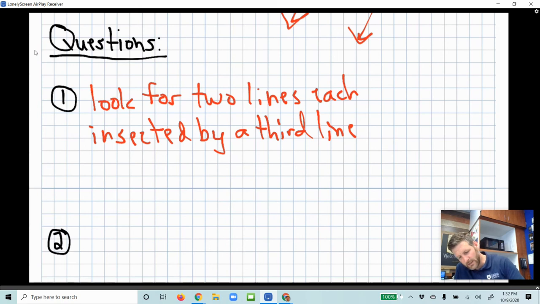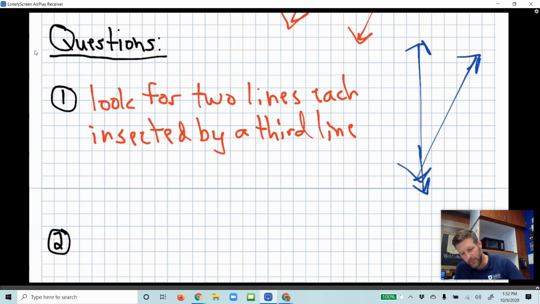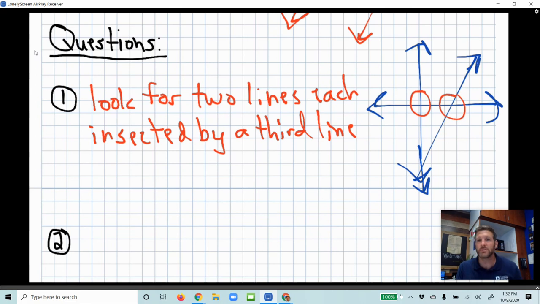But again, any 2 lines, maybe I'll make them even like that. It doesn't even matter if they cross down there. But if a third line intersects them, then these angles here are what we're talking about, the transversal. And that's where we can talk about what we know about these angles: same side interior, same side exterior, corresponding, and so on. So look for any two lines that are each intersected by the same third line.